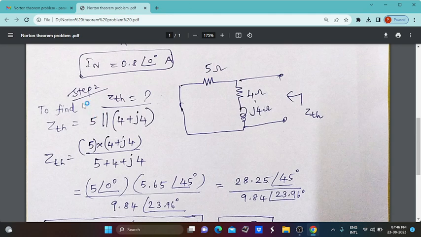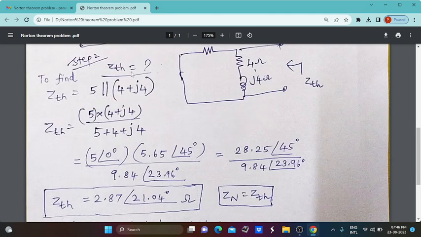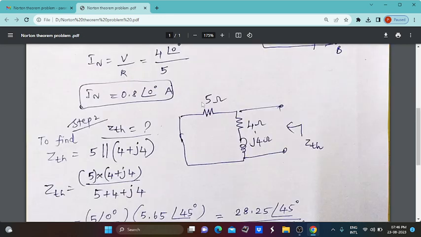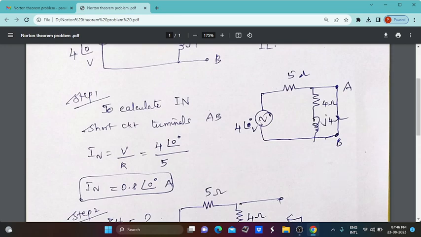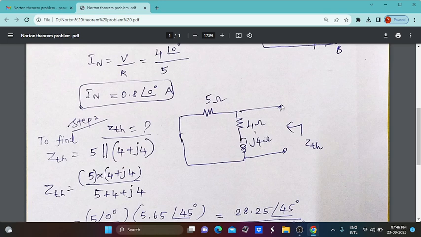In step 2 we have to find the ZTH, otherwise simply the Norton impedance. Normally we know that ZN is equal to ZTH because of the dual concept of Thevenin's and Norton's theorem. Here ZTH is equal to ZN. ZTH can be determined with the help of this given circuit. In this case we have only a voltage source. You have to find the ZTH in between these two terminals A and B.